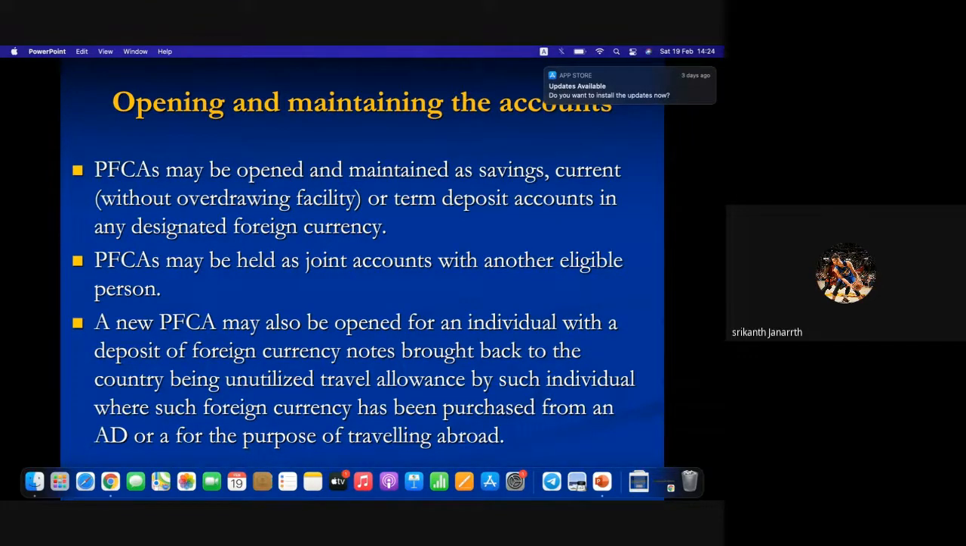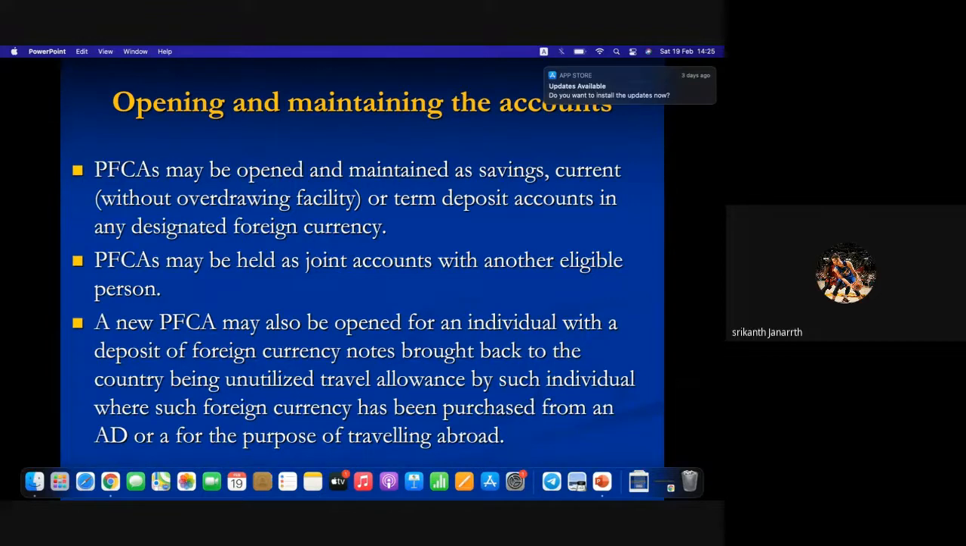But why would you want to open a current account? Sometimes you will prefer not to get any interest, because on a current account the bank does not pay interest. So you might open a current account in foreign currency by preference, right? But no checkbook, no overdraft facility, right?